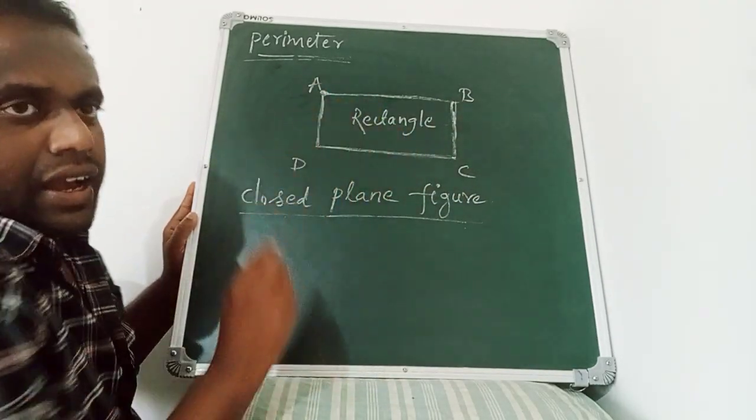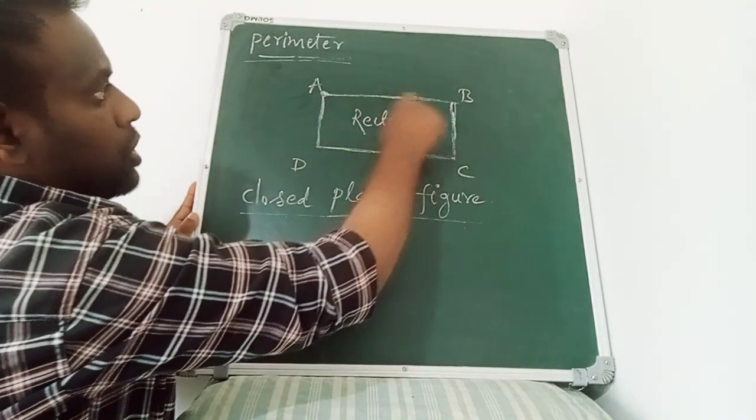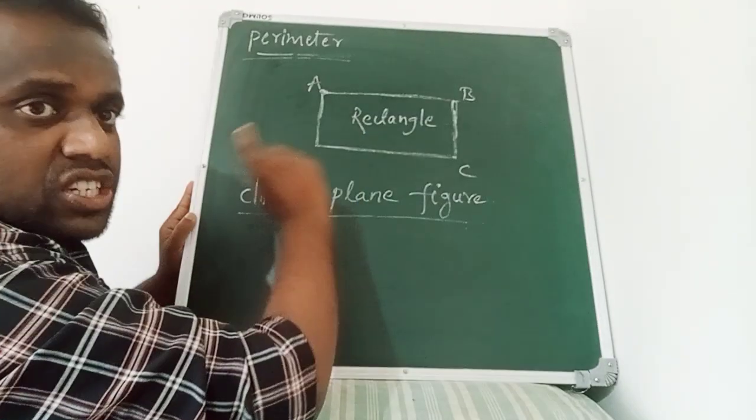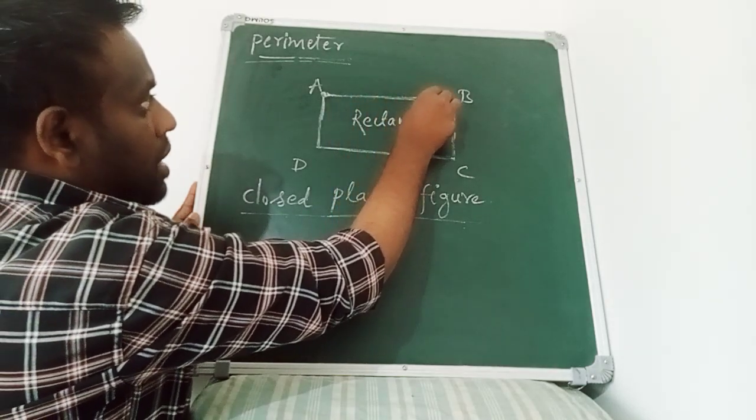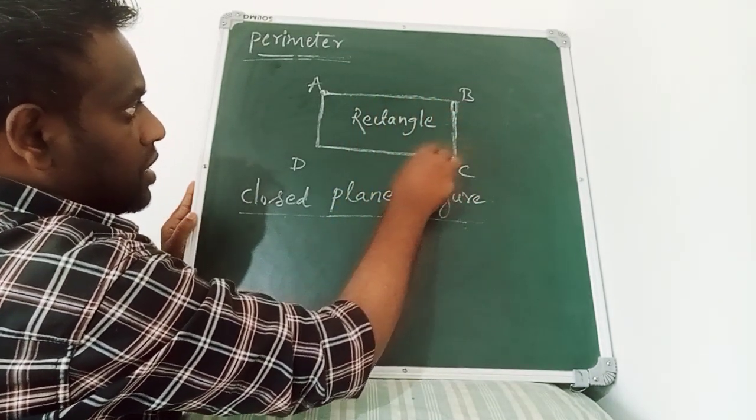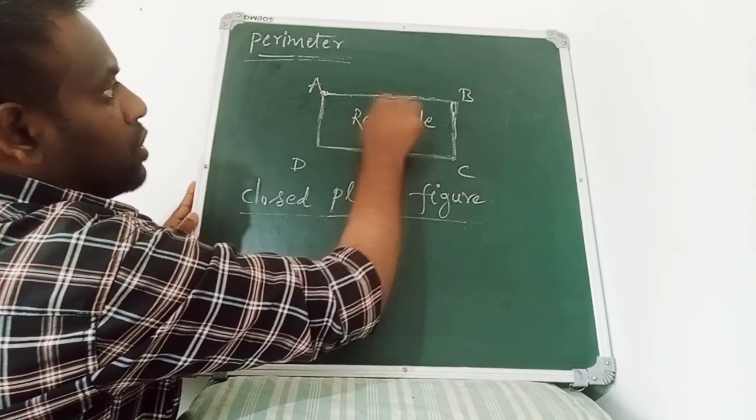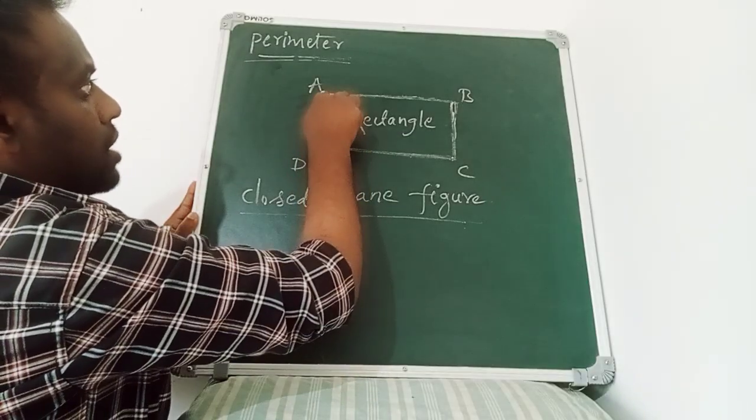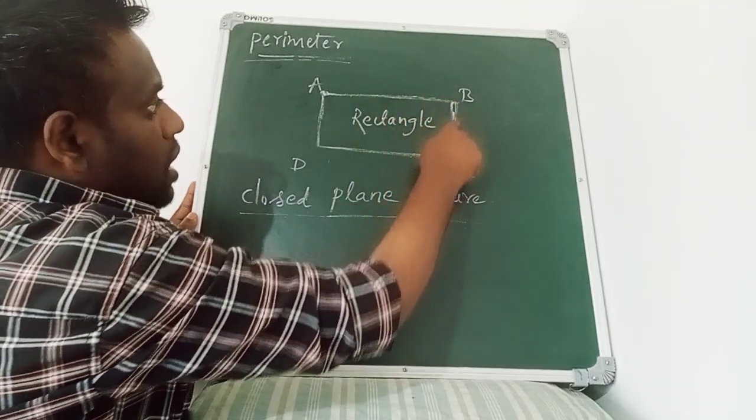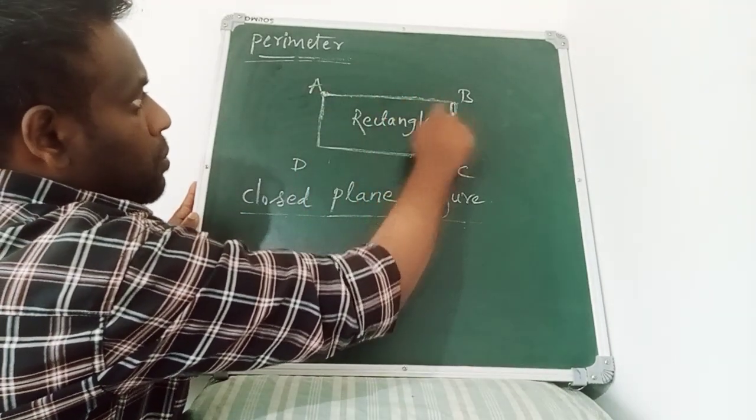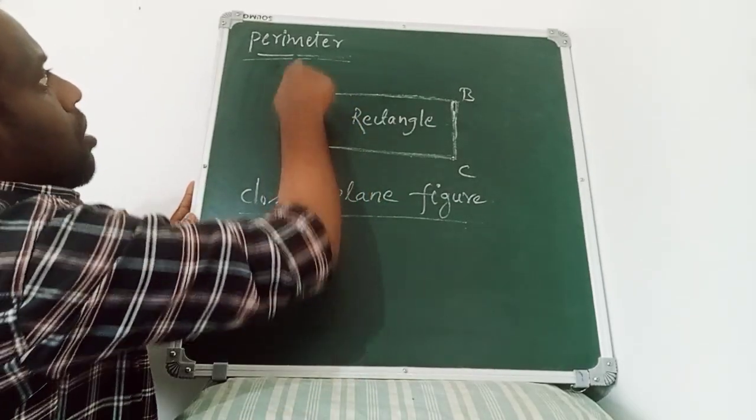This is the boundary of the rectangle. I said distance covered along its boundary. Just now I showed this is the boundary. What is the distance covered? If you start from A, this is the distance. You will go like this, then you will come back like this. When you start from here and go around and come back to the same point, whatever the distance covered along its boundary is called perimeter.